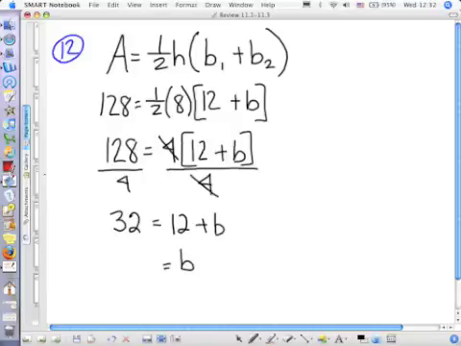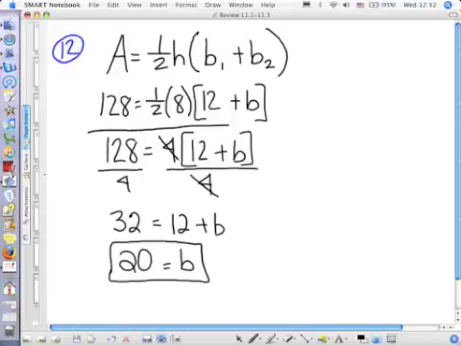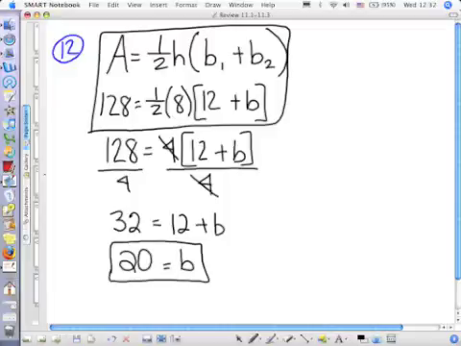Your base is 20. Now all I want to see on the test would be this: the formula, the step plugged in, and then the answer. Those 3 things, because I'm going to be giving partial credit if you get it wrong. But I'm not going searching for your stuff.